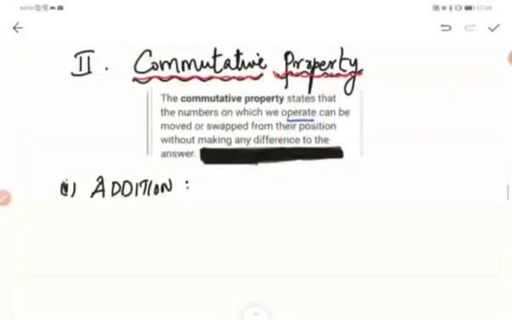So first, what is the commutative property? Whenever you do some operation on two numbers, if you swap the numbers from their positions and it doesn't make any difference to the answer, then you can say that the commutative property is true for that operation.